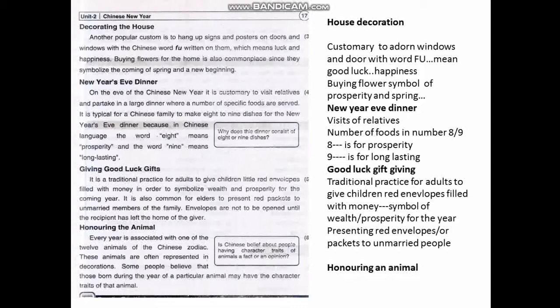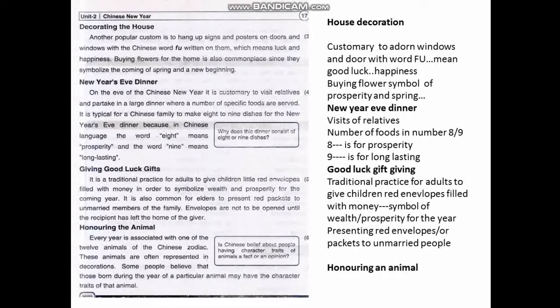So they bring flowers for their home. Next is New Year Eve dinner. New Year Eve dinner is about visiting relatives and family members and enjoying food in numbers of 8 or 9. They prefer to prepare food in numbers of 8 or 9. The reason is that 8 is for prosperity and 9 is considered for long lasting. 9 means long lasting in Chinese, in the Mandarin language. So 8 is for prosperity and 9 is for long lasting.